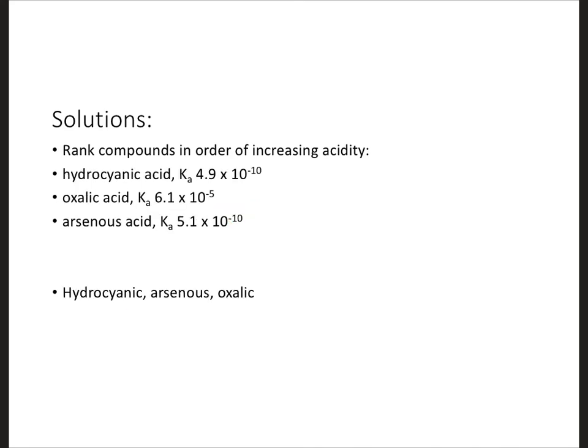So in this set we have times 10 to the minus 5, which makes it easy to decide what the strongest is. But now if you look, we've got a times 10 to the minus 10 and times 10 to the minus 10. So now we have to look at the number that's out front. When we do this, the number out front that is the biggest number is going to be the number closest to 1. So 5.1 is bigger than 4.9. So arsenous acid is going to be in the middle, and 4.9 is going to end up further away from 1, and so that hydrocyanic acid is going to end up being the weakest in this set.